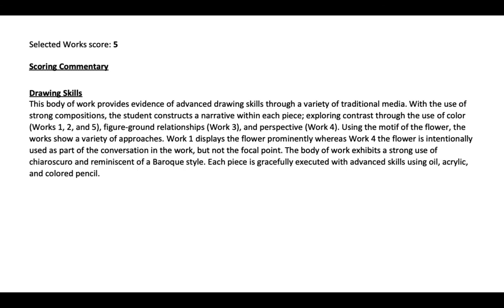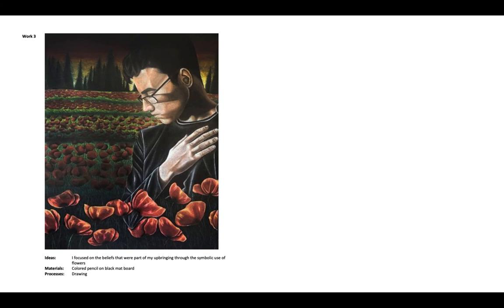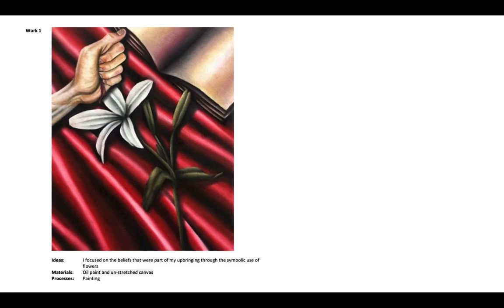The body of work exhibits a strong use of chiaroscuro and is reminiscent of a Baroque style. Each piece is gracefully executed with advanced skills using oil, acrylic, and colored pencil. So here's another example. We're also seeing different types of compositions. So this first one is a really close up and almost becomes kind of abstract. We are looking down at the figure because we see, oh, that's actually a book. At first I thought that was legs.